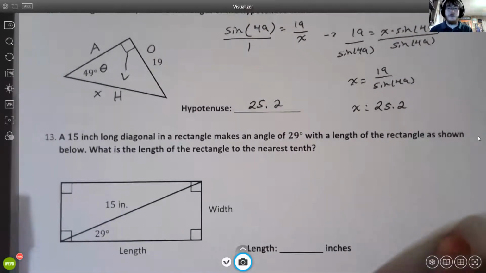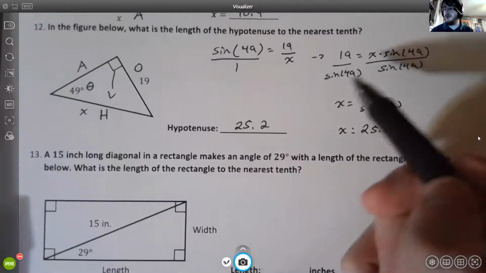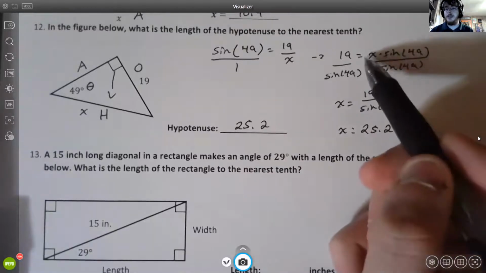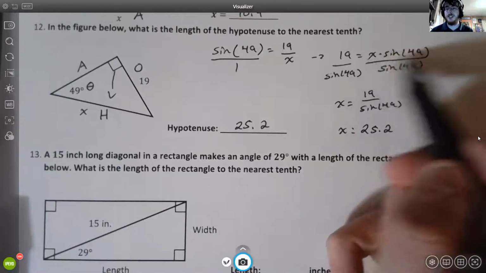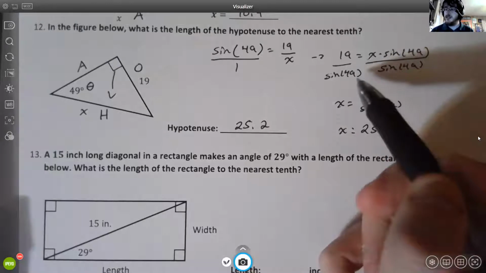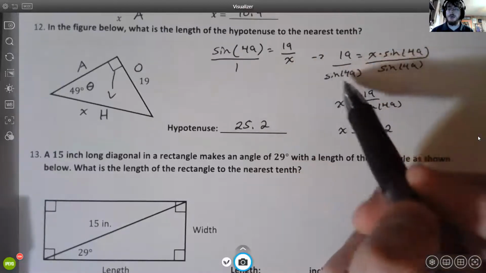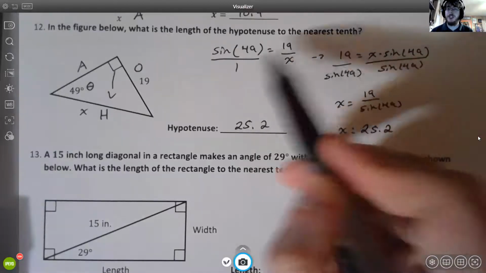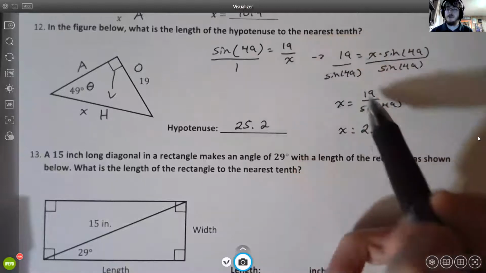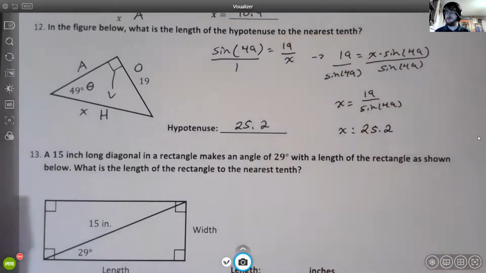All right. So what differed with that was that the sine of 49 ended up on the same side as the X. So you needed to divide to get rid of it. Anytime that your unknown value is on the bottom of this fraction, the last step will end up being dividing the number that was on top by the trig function.